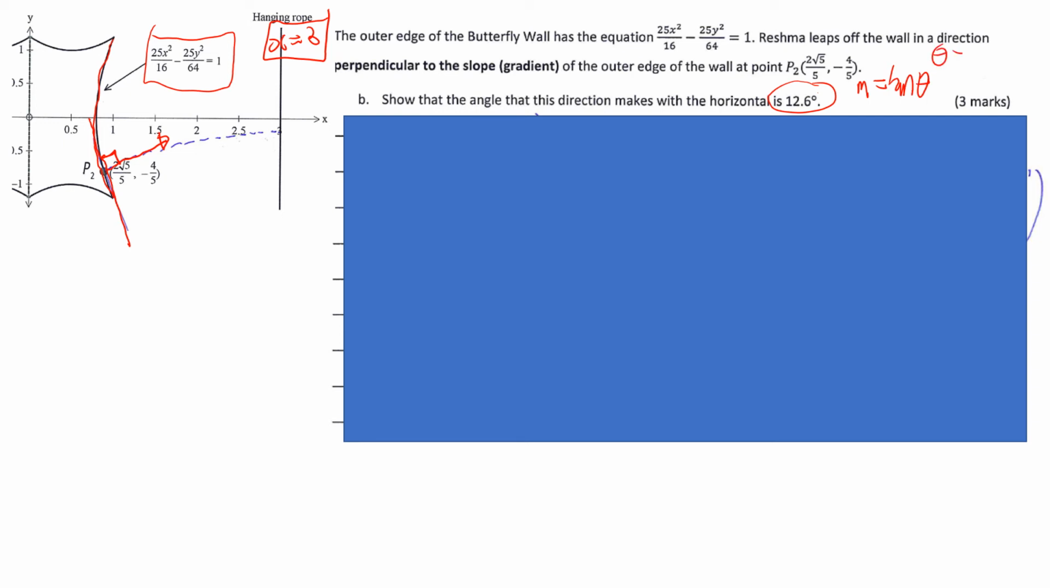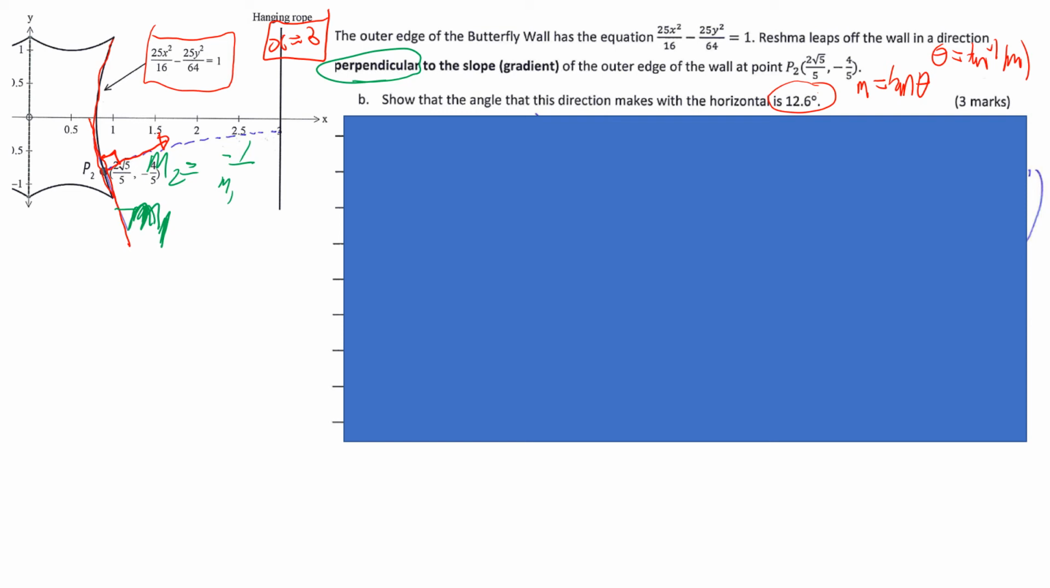So theta equals inverse tan of m. So what I need to do is firstly work out the gradient of my curve at that particular point, at point P2 rather, and of course here's the gradient of the direction that Reshma takes off in, and that'll be the negative reciprocal of M1 because it runs perpendicular to the slope of the gradient.